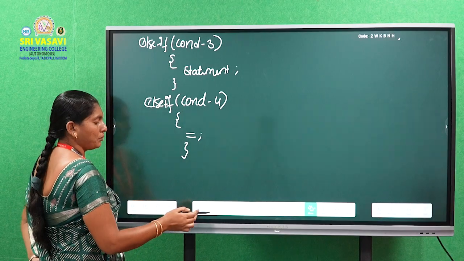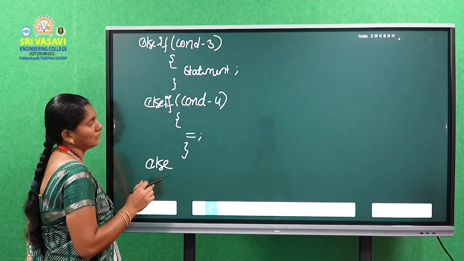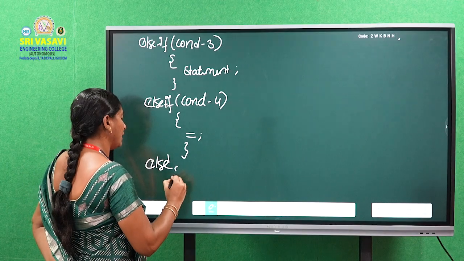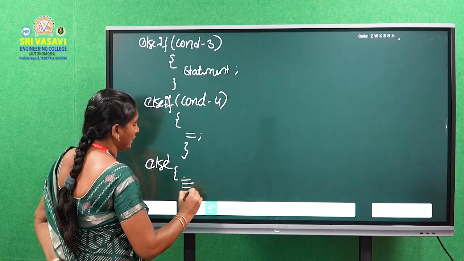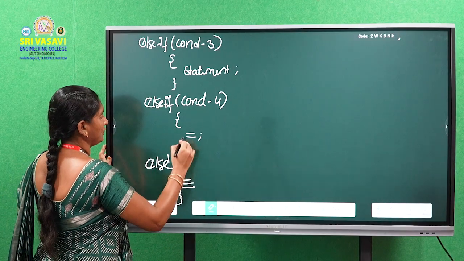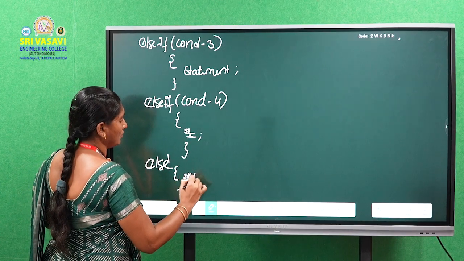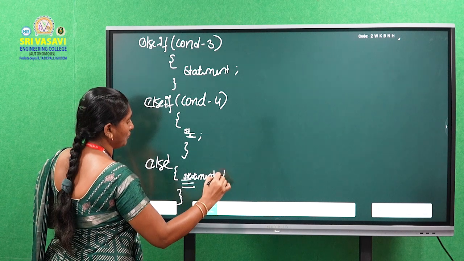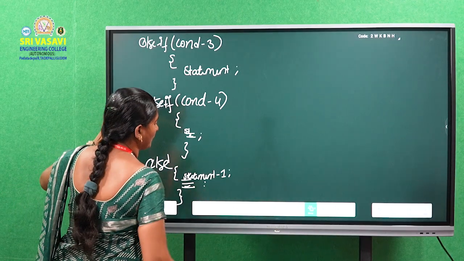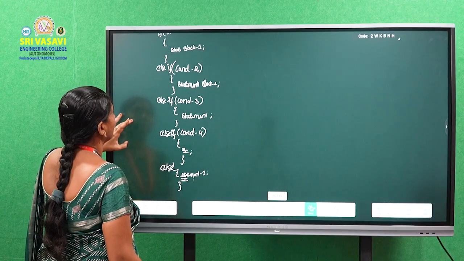If all the above conditions fail, that means none of the conditions above this else are true, then I will execute the statements in else. Okay, so these are the statements. Statement 1, statement 2, here also statement 1, 2 and so on. Like that I am having n number of statements. So we will see what is the purpose of else if ladder.